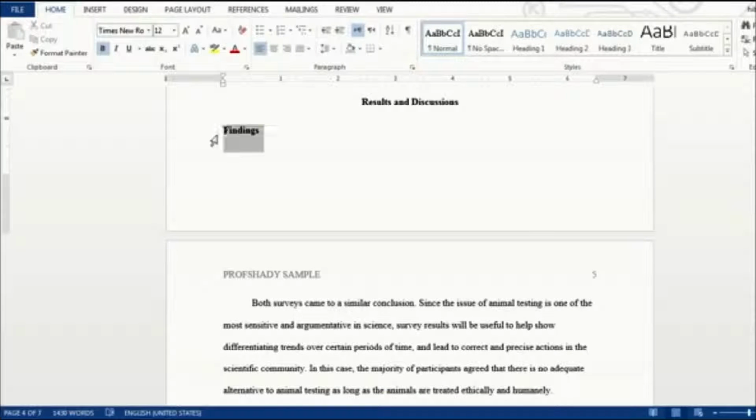First, you start with findings, which is in the second level of the headings. This is the first level, and this is the second level. The second level should be left aligned, bold, uppercase. The third level should be indented, bold, lowercase, and has a period in the end, and then the text starts after that.